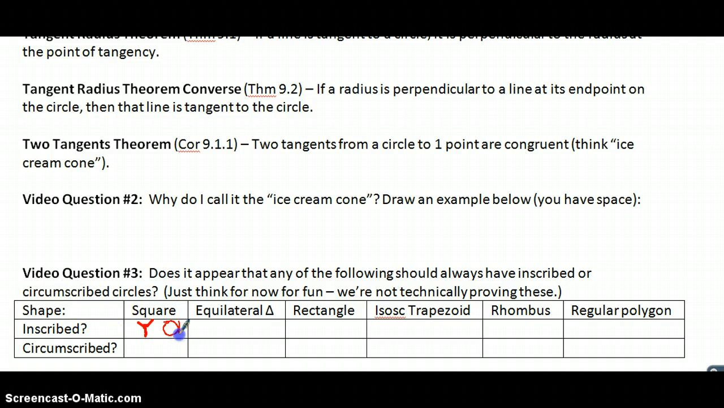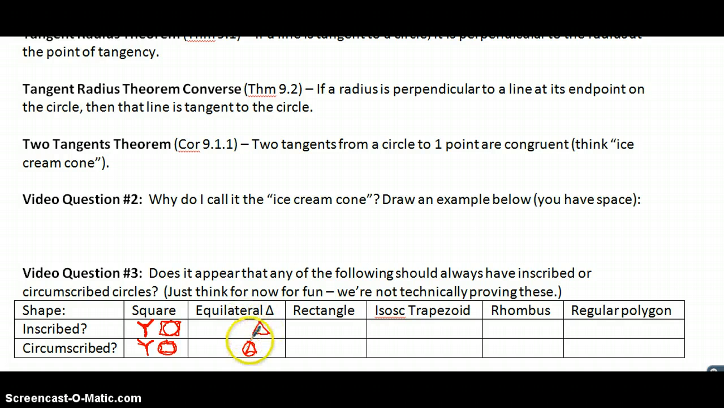Yeah, I could perfectly get a square to fit right around that circle. And I could also get, that's a yes, I could also get a circle to fit perfectly around a square. That would work out pretty nicely. It also works with equilateral triangles. Yeah, there's a circle that would go right around there. And if I had a triangle, I could get a circle to fit.